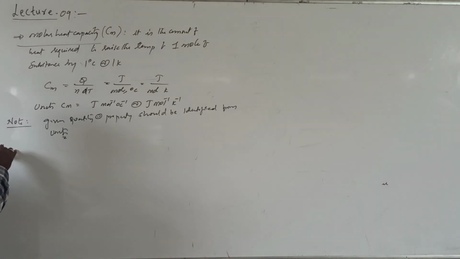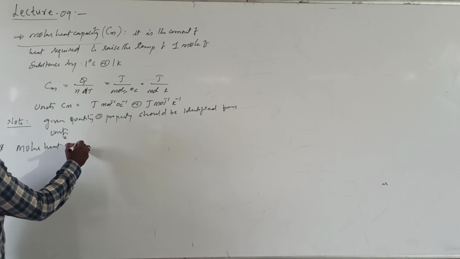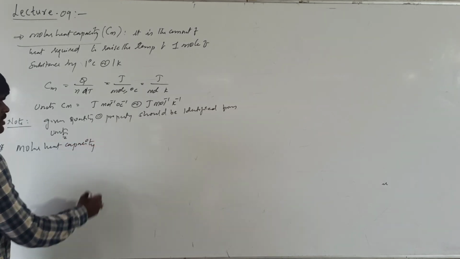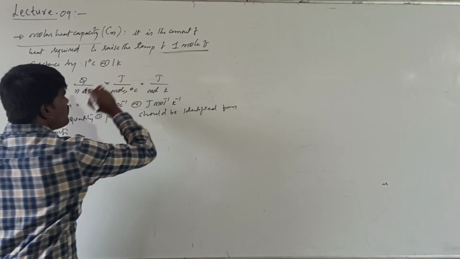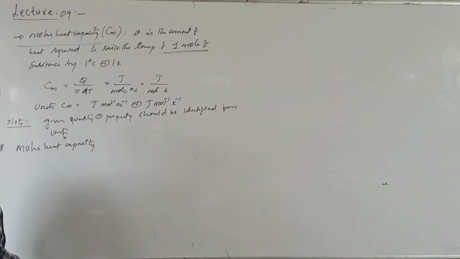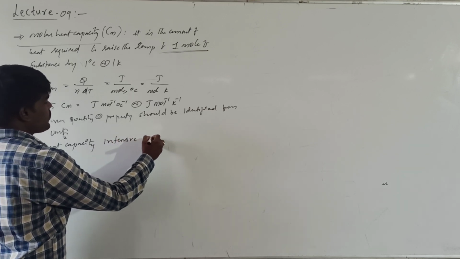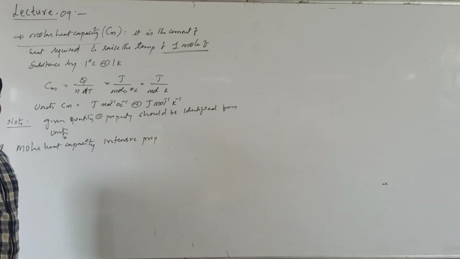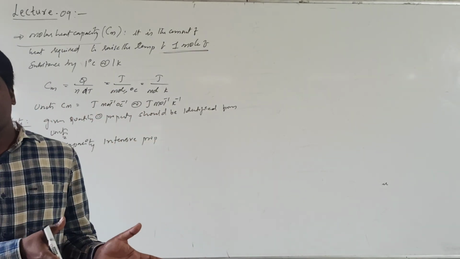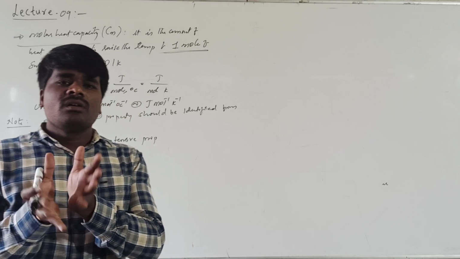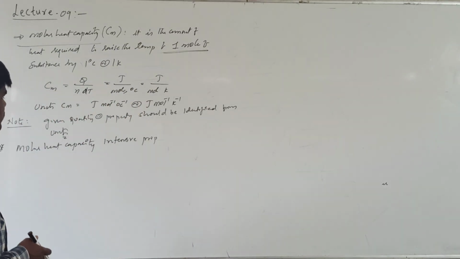An important thing about molar heat capacity: is it extensive or intensive? Since we have defined a quantity of 1 mole, it will be independent of the amount of mass. Then it will be an intensive property. Important thing to be noted is that heat capacity is an extensive property, whereas the specific heat capacity as well as molar heat capacity are intensive properties. What is meant by intensive property? Independent of amount of mass.